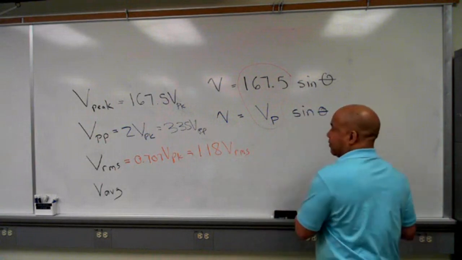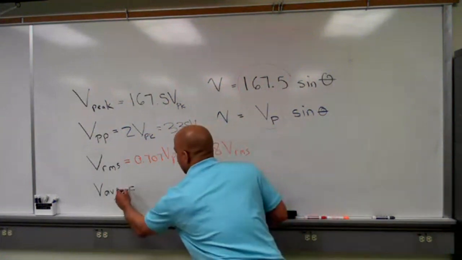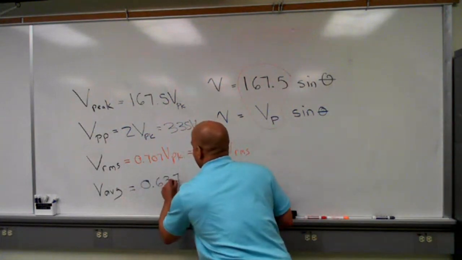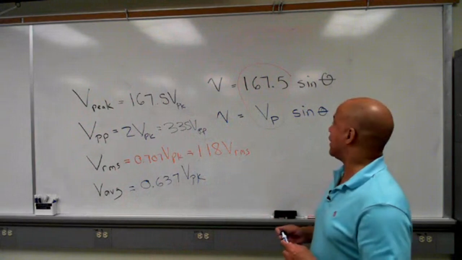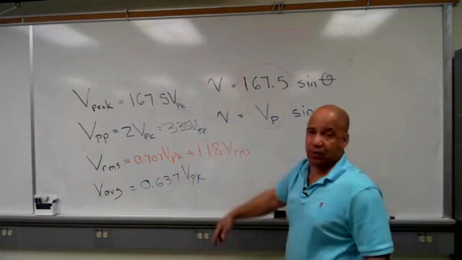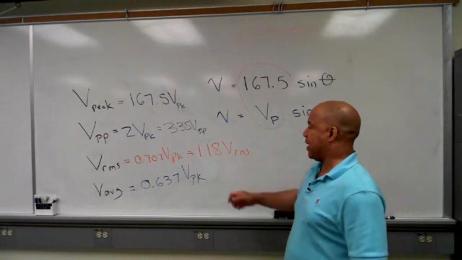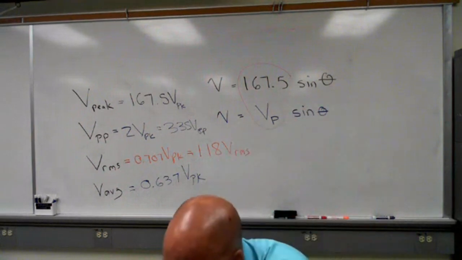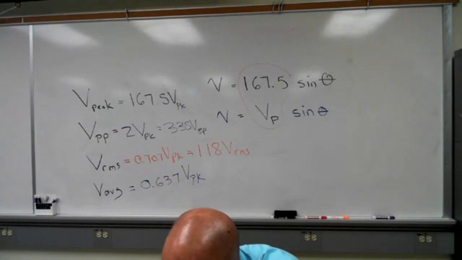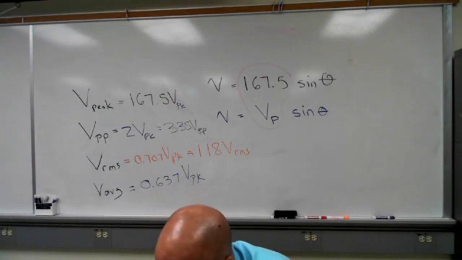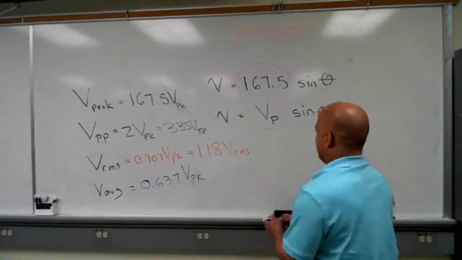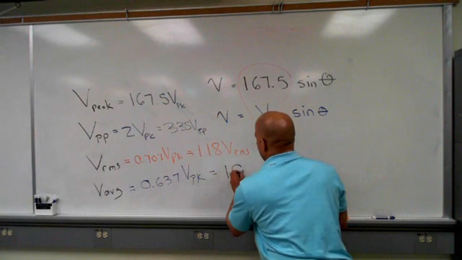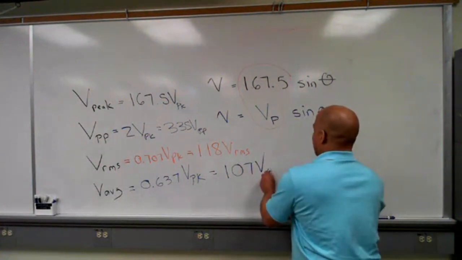And then the last calculation, if I want to find the average value, is just 0.637 times the peak value. So all of these are done in terms of the peak value. I did that on purpose because I knew I would give you something like this and want you to be able to find those values. Again, the most important one is the RMS value. So let's finish this out. 0.637 times 167.5, I got about 107 volts average.